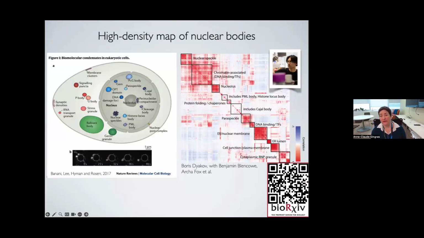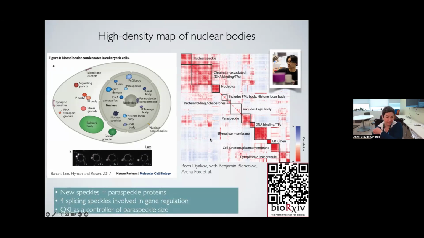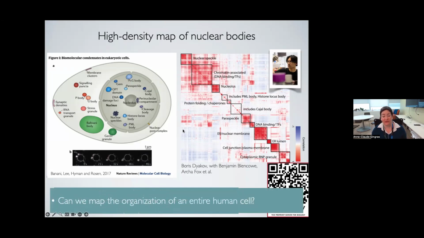A current student in the lab, Boris Yakov, has now taken this a little bit further to look again at the composition of all of the nuclear bodies that we could analyze, and that now includes structures including the nuclear speckle as well as the paraspeckle and other nuclear bodies, and this is now under review. So this is telling you that we can use this approach for single organelles or a small collection of organelles, but what about looking at the entire cell?